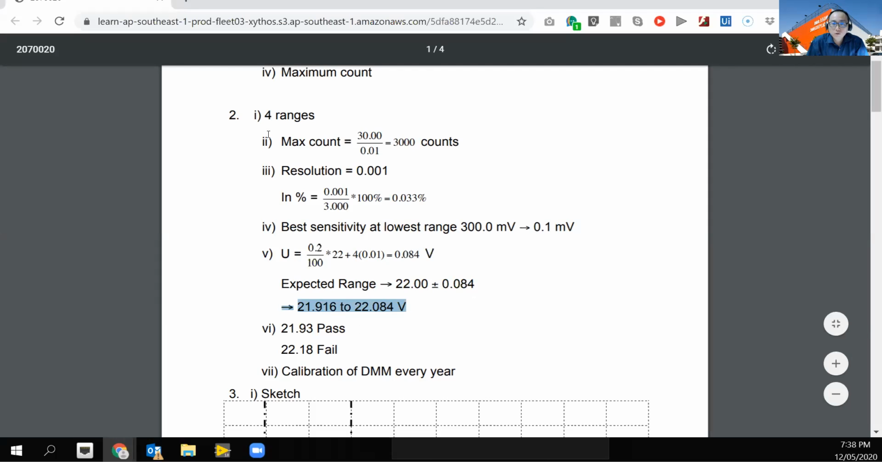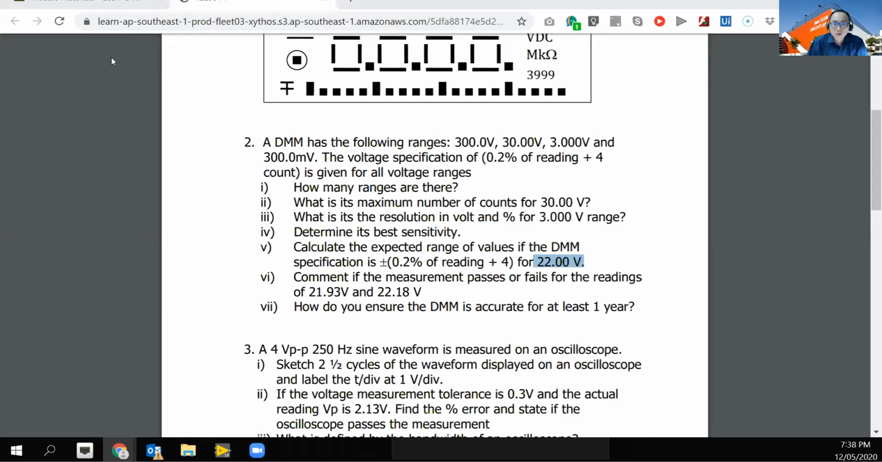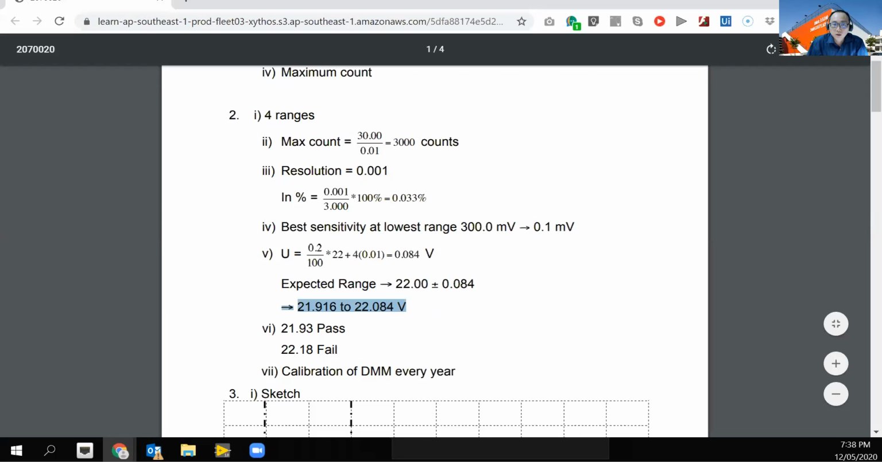The 4 is given. Let me pull this up. The 4 count is given, the resolution. If you look at it, the 4 count is given.